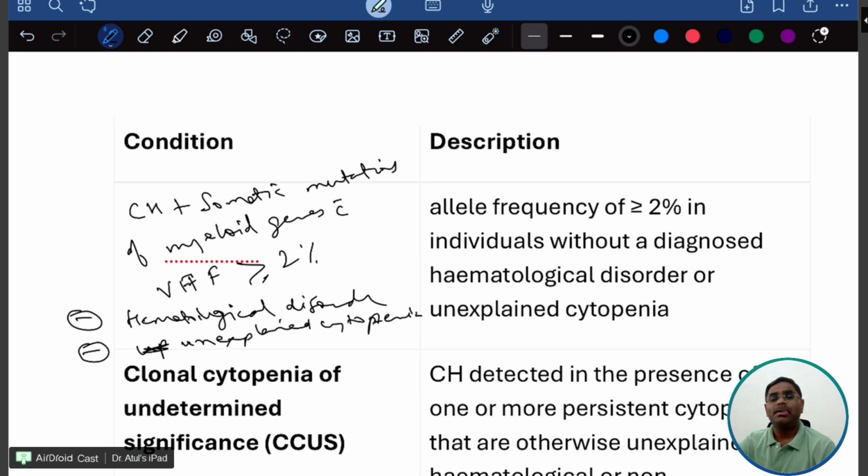We will cover this heading CHIP, CH, that is clonal hematopoiesis, and CCUS in detail also, where we will go through all of the criteria mentioned. For example, this cutoff of VAF more than or equal to 2%, it is not an entire criteria. We will discuss this criteria in detail when we discuss CHIP. But the brief summary is this.